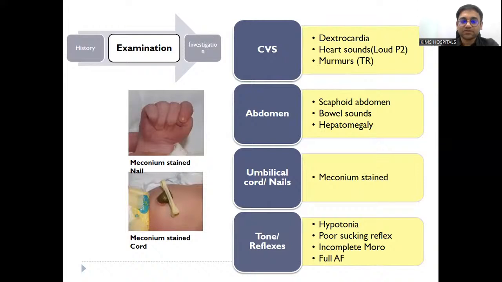If you have meconium aspiration syndrome, the cord and the nails are stained with meconium, which means that the baby has passed meconium for more than 4 hours. It means these babies may be more prone to asphyxia and more prone to aspiration, meconium aspiration and meconium aspiration syndrome.